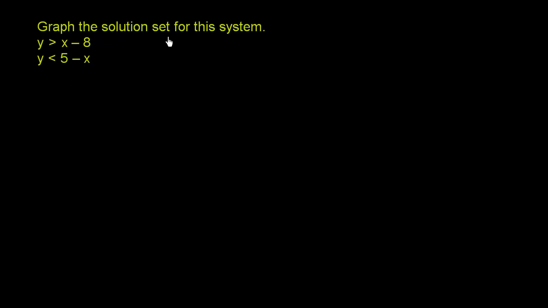Graph the solution set for this system. It's a system of inequalities. We have y is greater than x minus 8, and y is less than 5 minus x. So let's graph the solution set for each of these inequalities, and then essentially where they overlap is the solution set for the system, the set of coordinates that satisfy both.